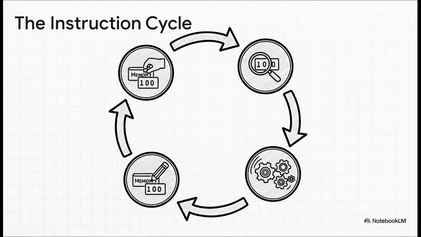We call it the instruction cycle. First, it fetches an instruction from memory. Next, it decodes that instruction to figure out what it's being told to do. Am I adding, subtracting, moving data? Then it executes that command using the very logic circuits we've been talking about. Finally, it might write a result back somewhere. And then it does it all again, and again, and again, billions of times every single second.